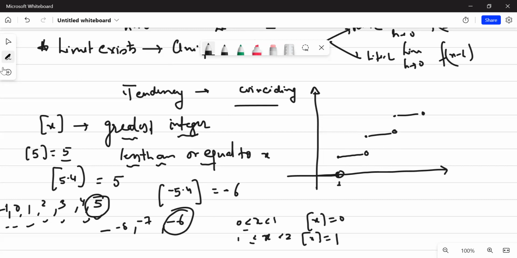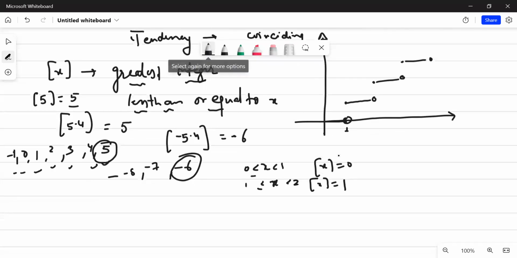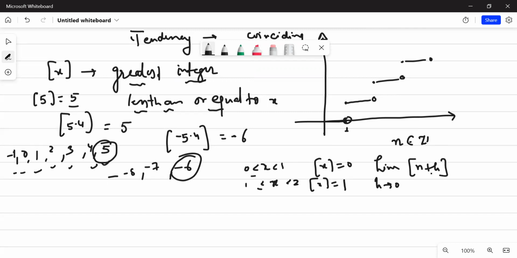Is that clear? Now you take any of these integers. Let's say n belongs to Z. And if I want to find the limiting behavior of the function greatest integer x at the integer, what would it be? So let's say I want to evaluate the right hand tendency of greatest integer to the right of an integer, that is n plus h.